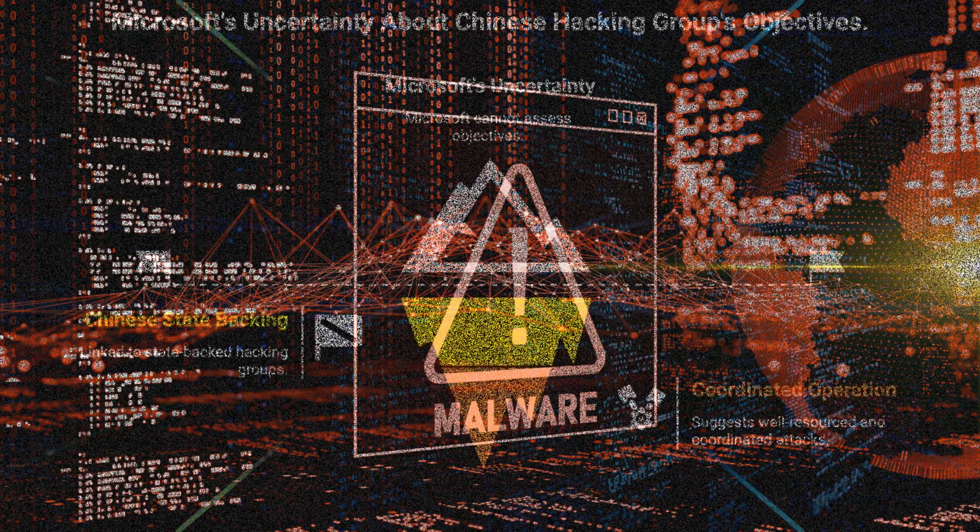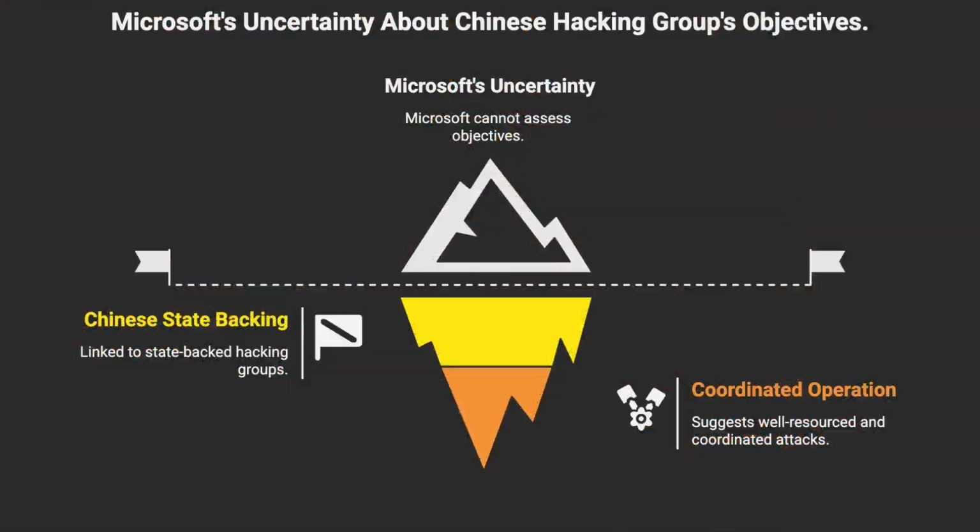And what's chilling is that Microsoft is currently unable to confidently assess the specific objective of the APT group. And to add another layer of concern, Microsoft threat intelligence researchers have linked the Storm group to other Chinese state-backed hacking groups, which are Linen Typhoon and Violet Typhoon. This connection suggests a potentially well-resourced and coordinated operation behind this widespread attack.